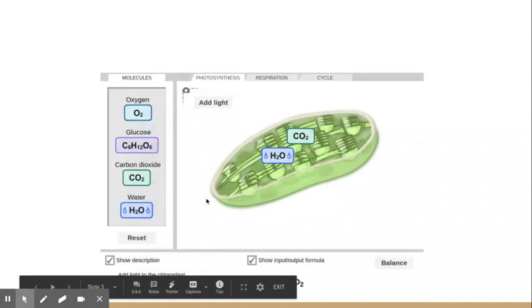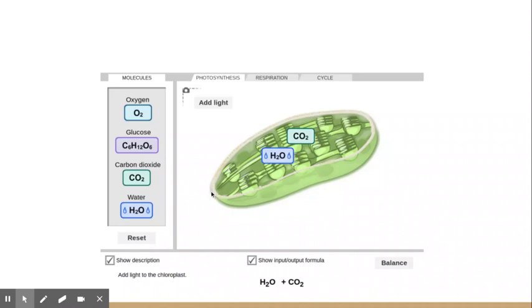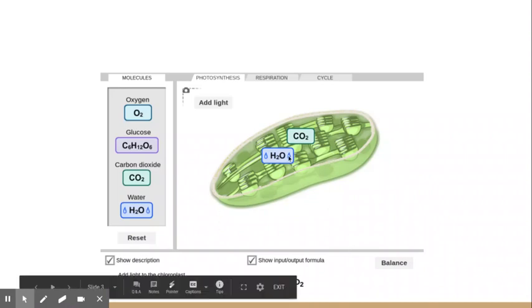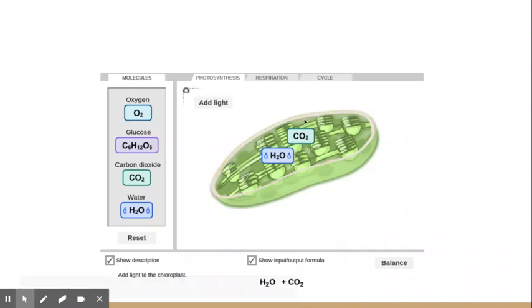So when you start photosynthesis and you're trying to produce hydrocarbons, and how it's needed for photosynthesis, you start with water and carbon dioxide. Those are your two inputs that go to form your hydrocarbon.